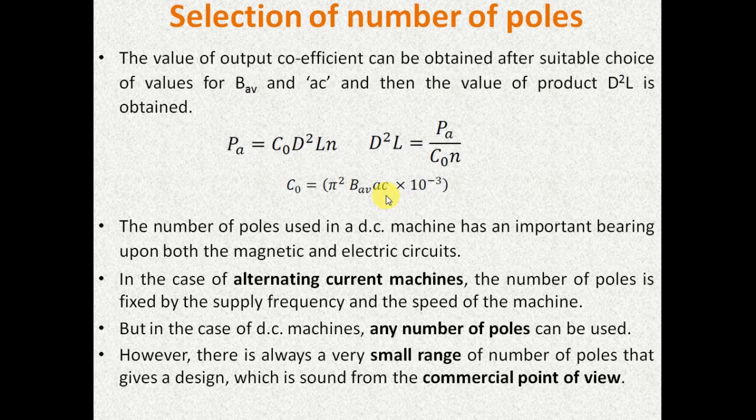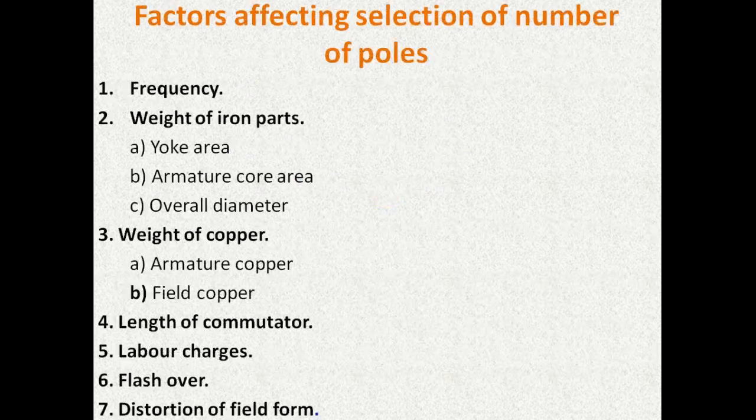In the case of AC machines, both induction machines as well as synchronous machines, the number of poles is determined by the speed of the machine, because in those machines there is a relation for synchronous speed which is 120 F by P. From that relation it's very clear that the speed of the machine has dependency over the number of poles. While coming to DC machines, any number of poles can be used. However, considering the commercial constraints, only a very small range of number of poles are generally used in the case of DC machines.